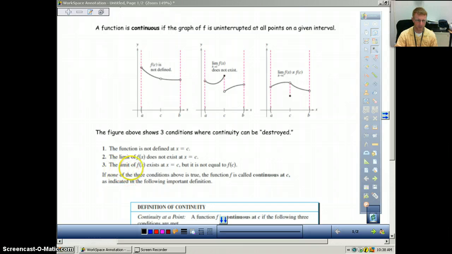And the last one, if the limit exists, but it's not equal to f of c. So in this case, you see that the limit exists there, just like over here, and then there's a point that is also defined. So that is still considered discontinuous because the point is defined somewhere else and the limit exists. So those three things are what determine continuity for the most part.